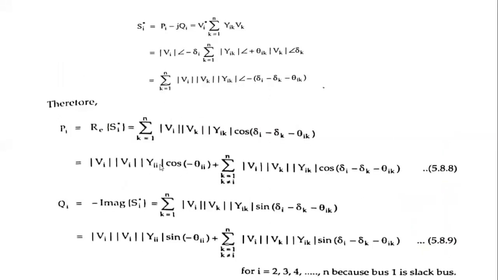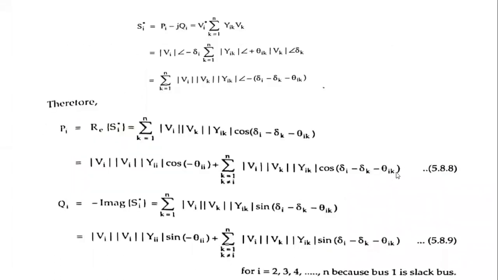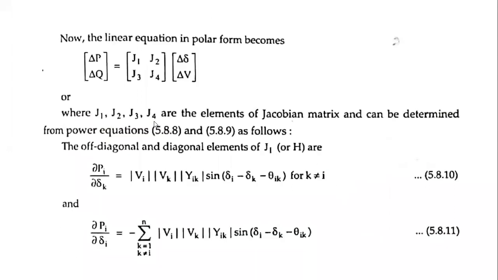By using these two equations, this is the Pi, then this is the Qi. By using these equations we determine the Jacobian matrix, that is J1, J2, J3, J4. These are the elements of the Jacobian matrix and can be determined from the power equations 5.88 and 5.89. By using these equations, we determine the J1, J2, J3, J4 values.